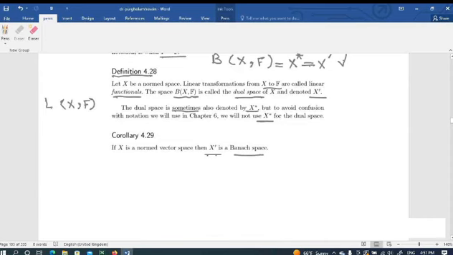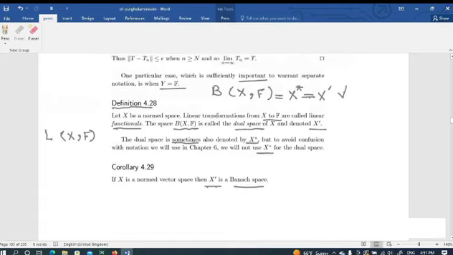Corollary. If X is a normed vector space, then X prime is a Banach space. Because X star, or X prime, is B(X, F), and because F is R or C, and both R and C are complete, B(X, F) must be complete, or Banach. So we have this corollary: if X is a normed space, the dual space X prime is always a Banach space.